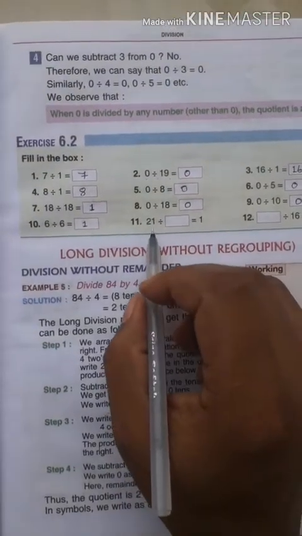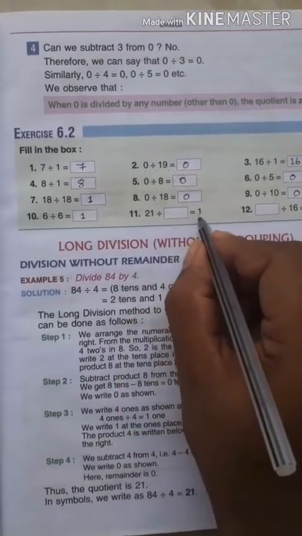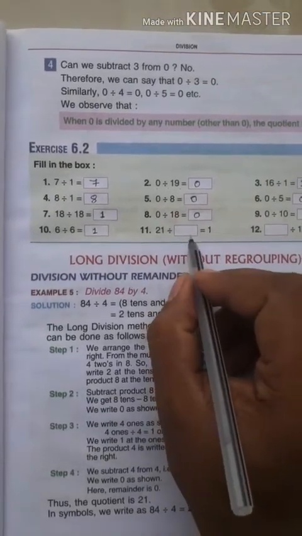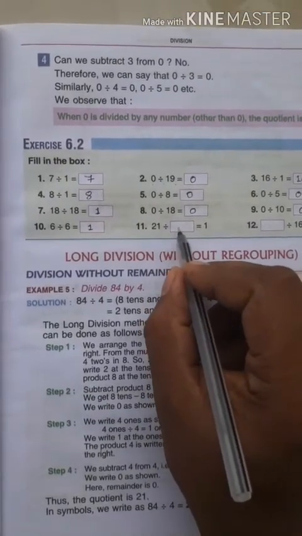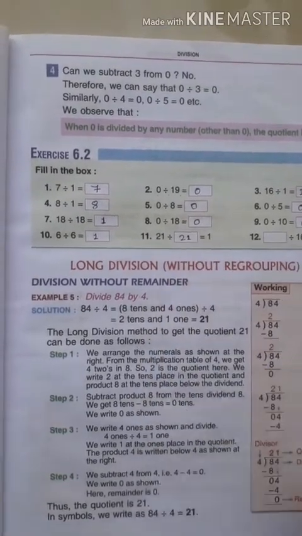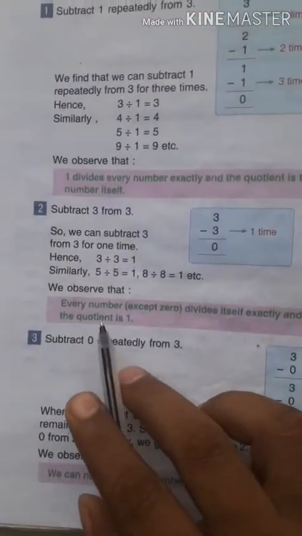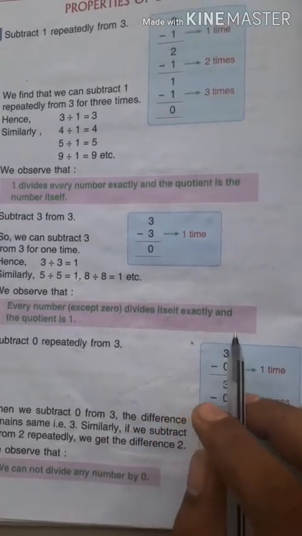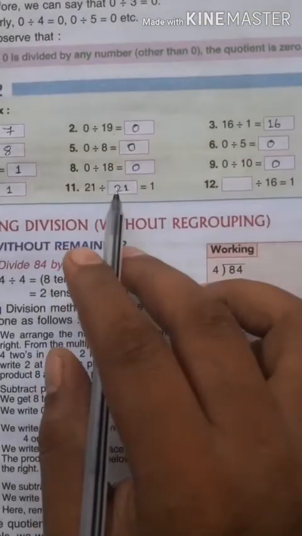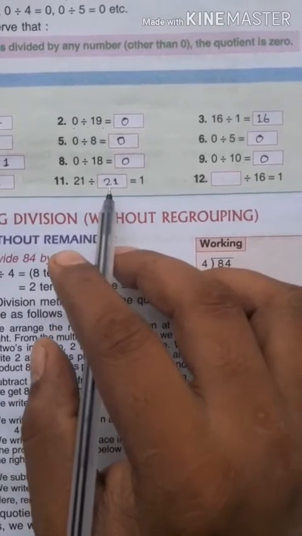Okay, next one. Question 11. 21 divided by dash is equal to 1. So students, say what is the answer? Here the number should be 21. How? What is our second property? Every number divides itself exactly and the quotient is 1. Here 21 divided by dash is equal to 1. So the missing number is 21.